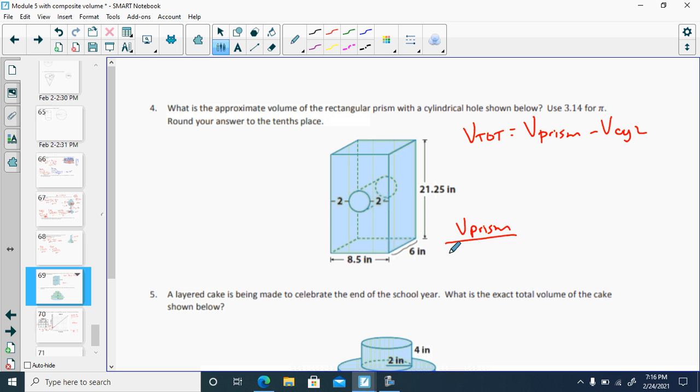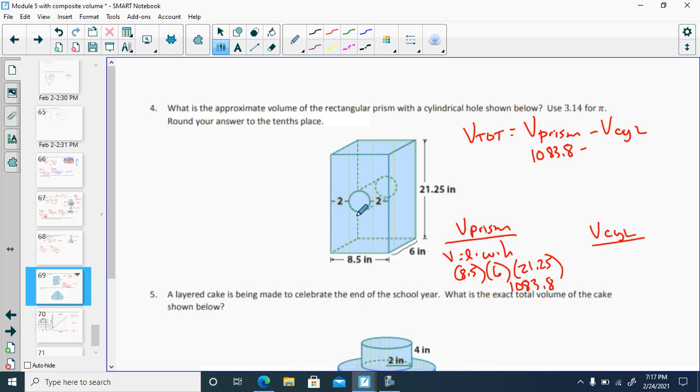It's a box, so that's length times width times height. Your length here is 8.5, your width here is 6, your height here is 21.25. Let's multiply those: 8.5 times 6 times 21.25 is 1083.8. The volume of the prism is 1083.8. I'm going to substitute that in here. Let's subtract the volume of the cylinder.